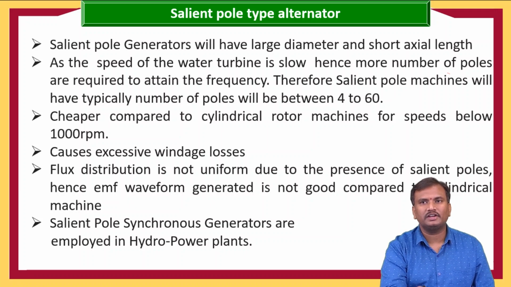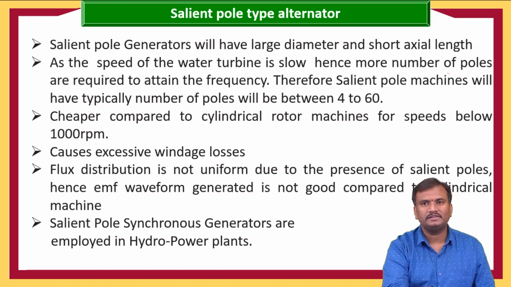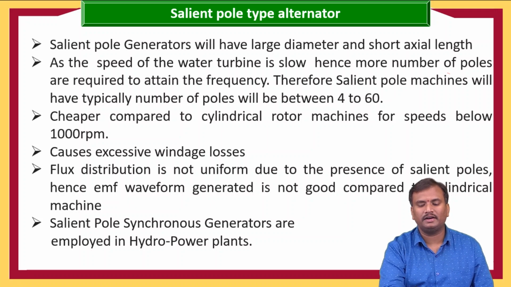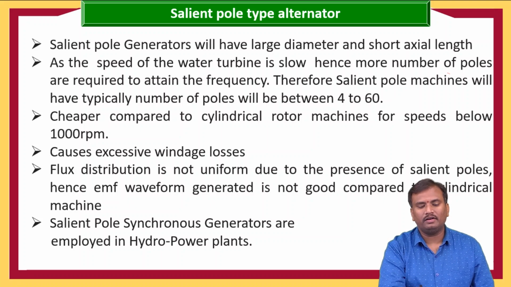And flux distribution is not uniform due to the presence of salient poles. Hence, the EMF waveform generated is not good compared to the cylindrical machine. And salient pole generators are employed in hydro power plants.